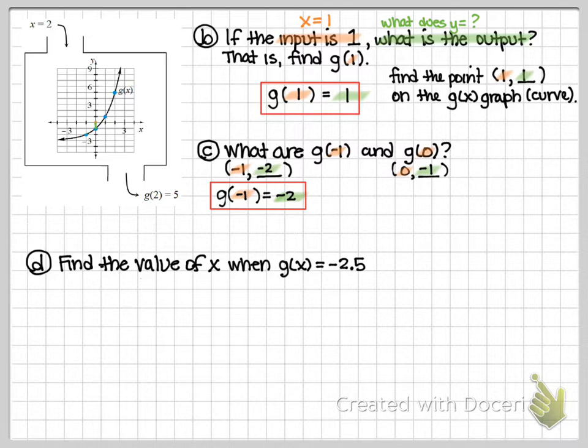Now, I try to write my function notation. So g of 0 equals -1. Okay, the orange thing goes inside. Remember, that's your x. The green thing, that's your y. That is the correct answer for the second part of C.